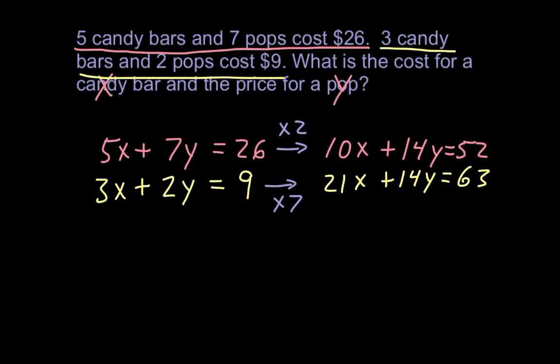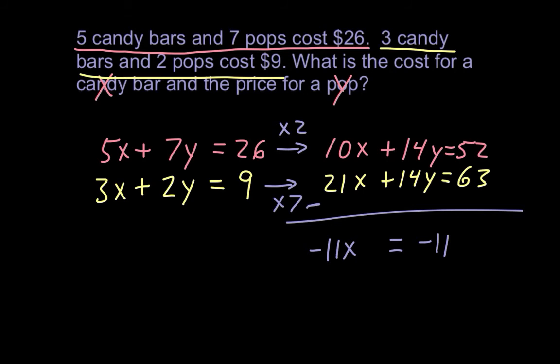And once we're this far, we just need to say, how do I combine those in a way that's going to make my y's drop out? They're the exact same, so I need to subtract, because 14y minus 14y is going to cancel out the y's. So I'd end up with 10x minus 21x, so negative 11x. And 52 minus 63 would give me negative 11. And I could go from there, find x, and then once I have my x, I could find my y.